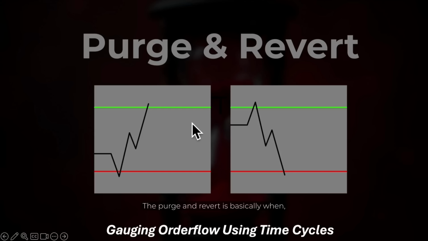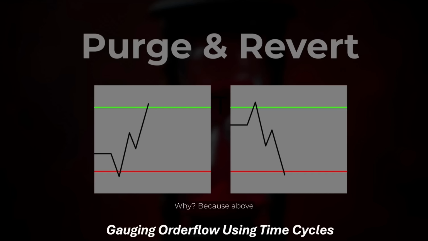The purge and revert is basically when within a bullish market, we see the market open a new time cycle, drop lower, taking out that previous cycle low, which we have determined by looking back, of course. That sell side liquidity gets taken out right here, and we then see the market form a low and it begins reversing to draw towards the opposing side of liquidity, towards the previous cycle high. Why? Because above that previous cycle high, a lot of buy side liquidity has been engineered.